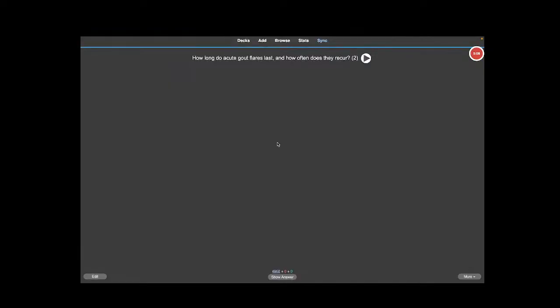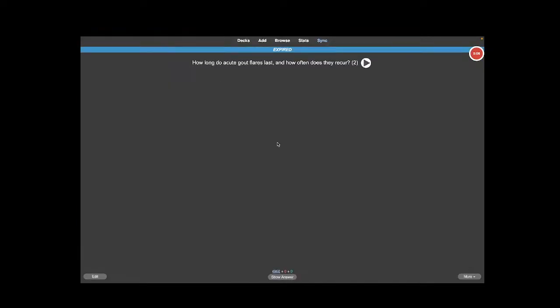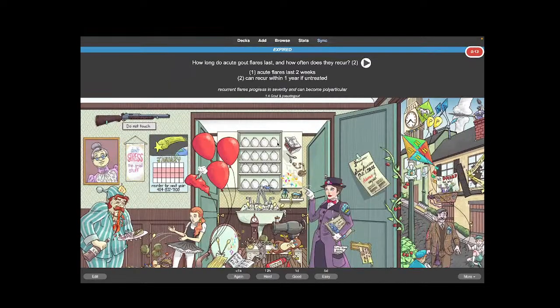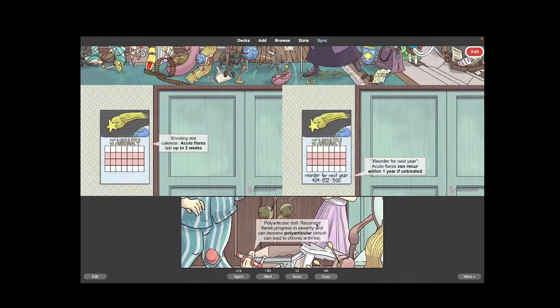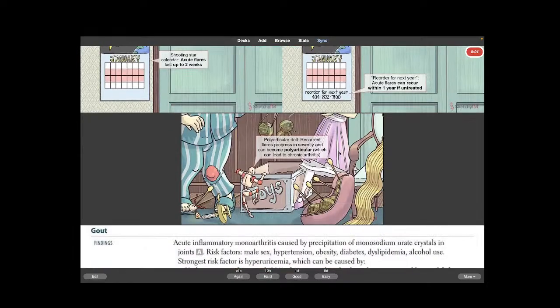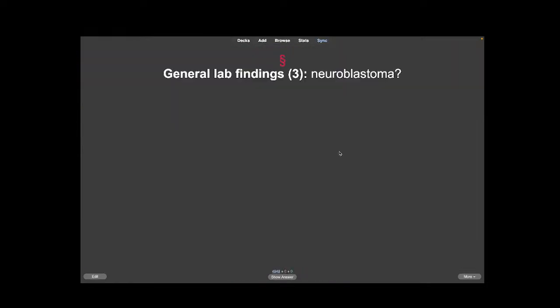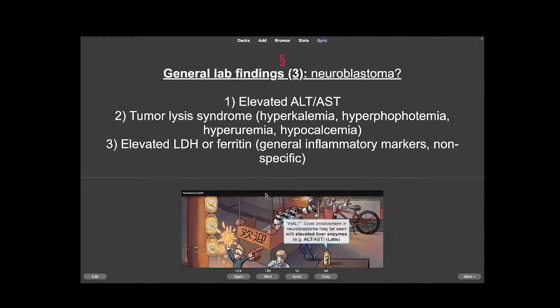Nice. How long do acute gout flares last, and how often do they recur? How long do these flares last? Okay, last 2 weeks. Let's find out. 2 weeks, nice, and recur within 1 year. Okay, polyarticular, that's kind of cool. We're looking at elevated. What are we looking at?